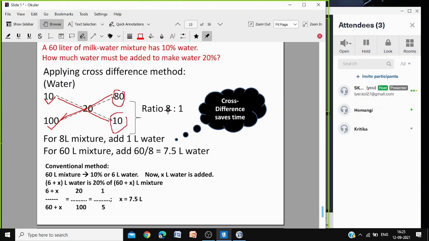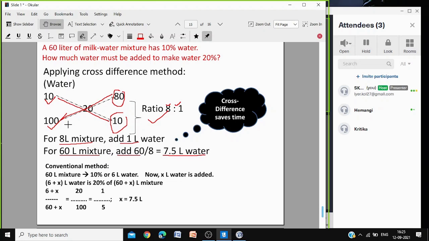This is the ratio you are getting. So for 8 liters of mixture, add 1 liter. What does 8 is to 1 mean? If 8 liters is the mixture, then you must add 1 liter. So for a 60 liter mixture, you will add 60 upon 8, or 7.5 liters of water.